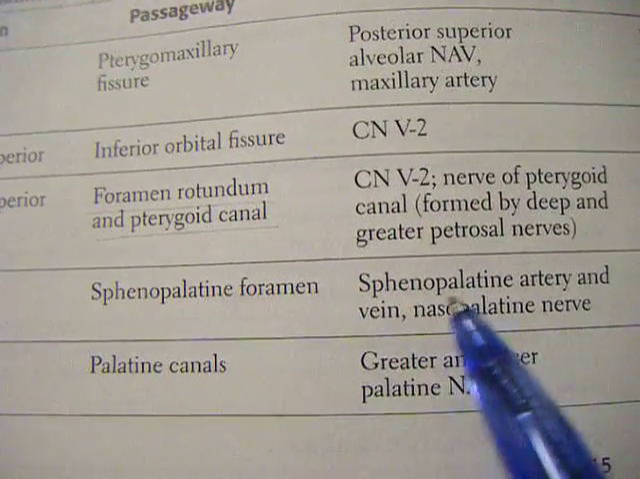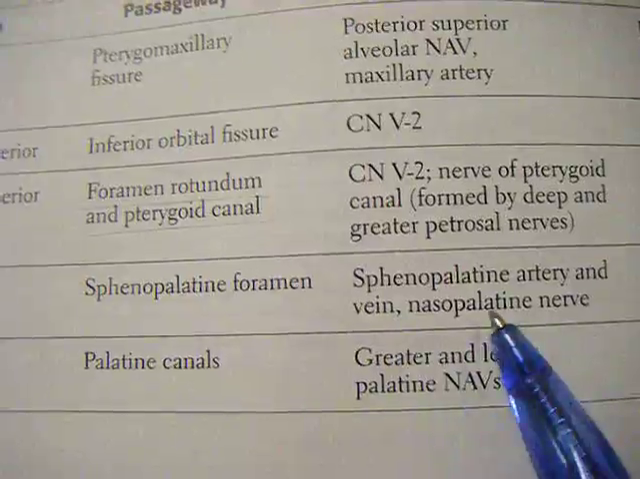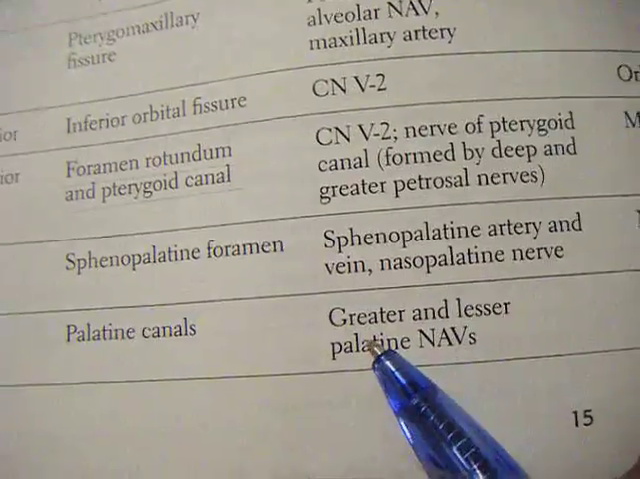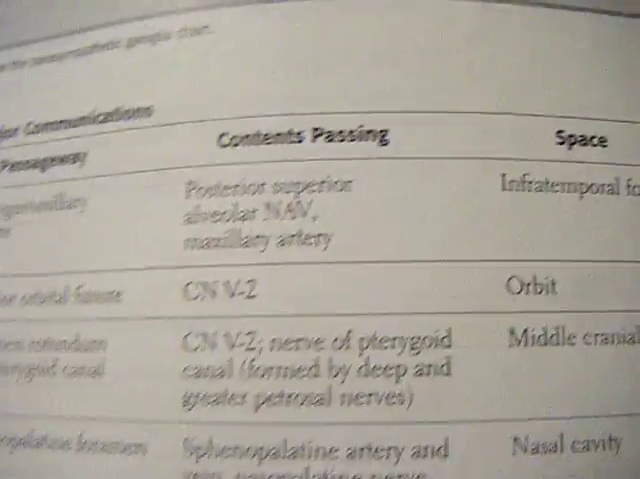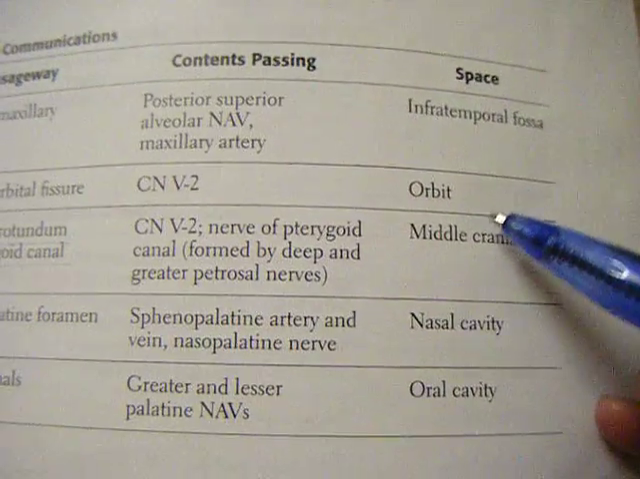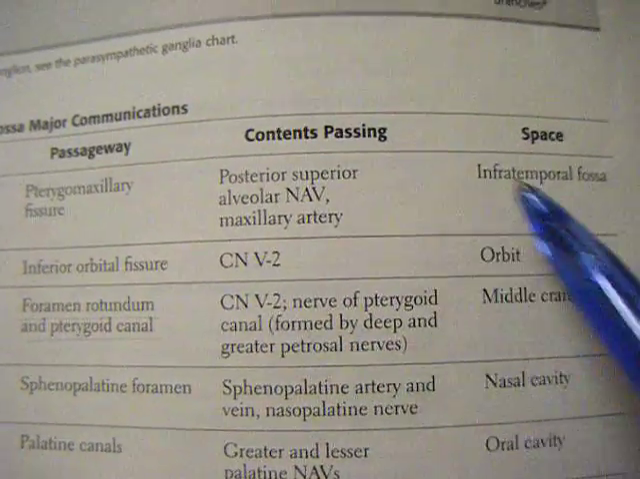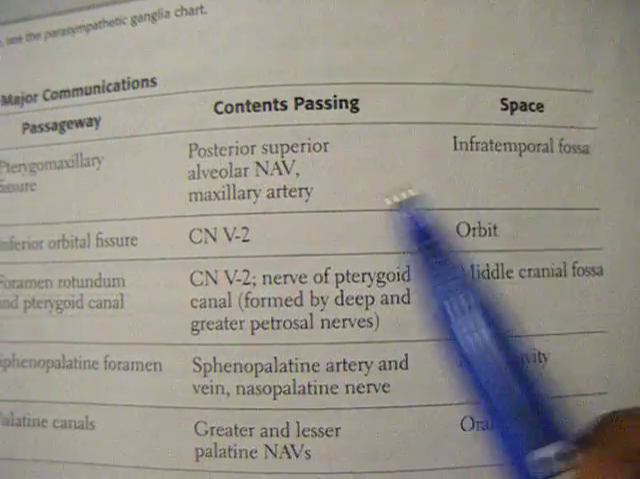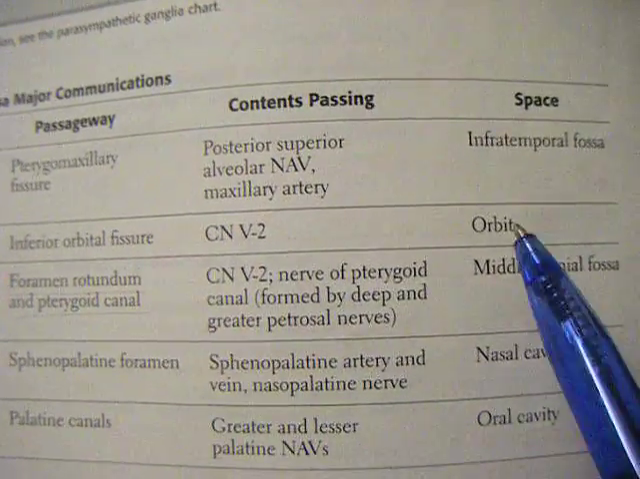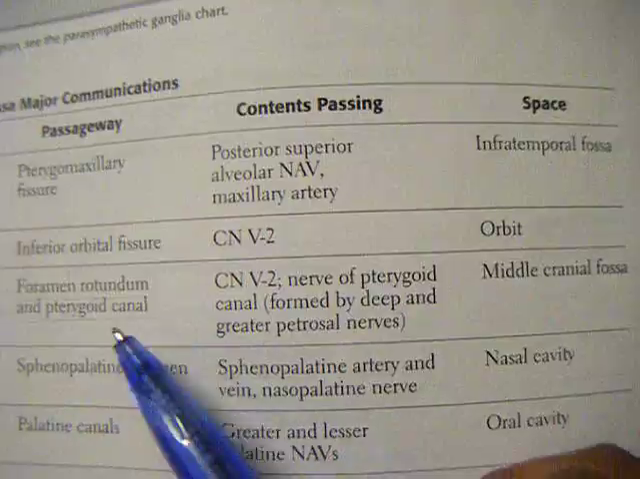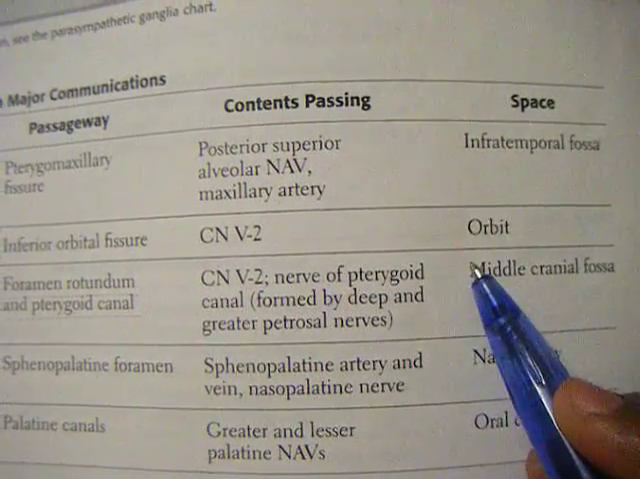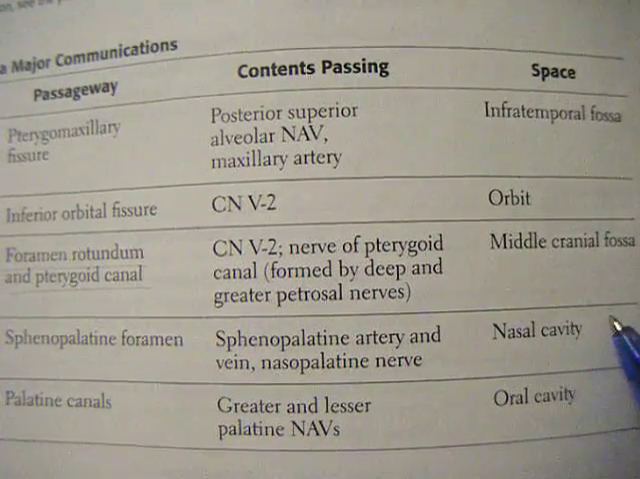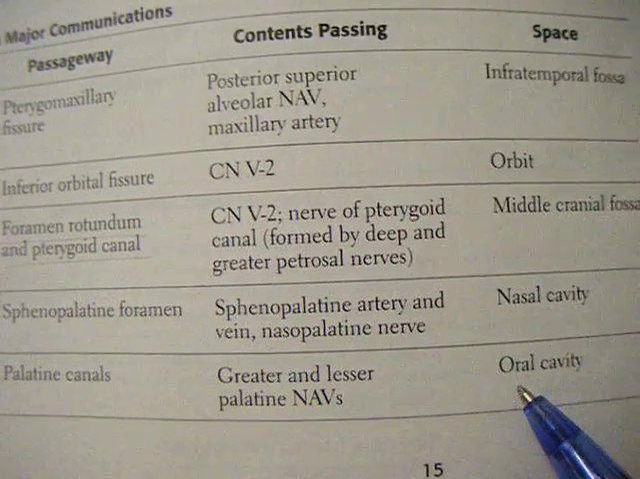The sphenopalatine foramen, through which sphenopalatine artery, nerve and vein pass, also the nasopalatine nerve. In the palatine canals you have greater and lesser palatine nerves passing through. The space containing the pterygomaxillary fissure is your infratemporal fossa. The space containing the inferior orbital fissure is your orbit. The foramen rotundum and pterygoid canal is found in the middle cranial fossa. Sphenopalatine foramen is found in the nasal cavity. Then palatine canal is found in the oral cavity.